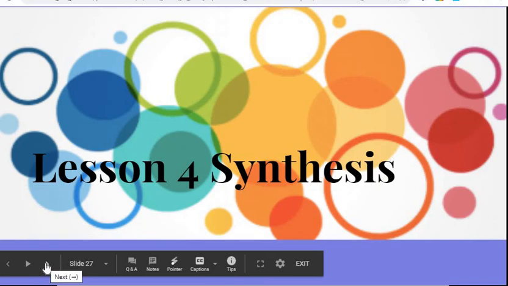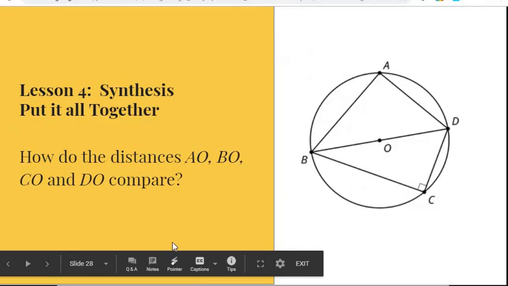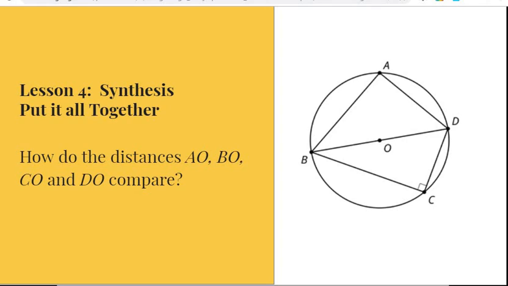So synthesizing this, putting it all together, how do the distances AO, BO, CO, and DO compare? Take a minute or so and just talk to each other. So what's special about those segments? What do we call them?